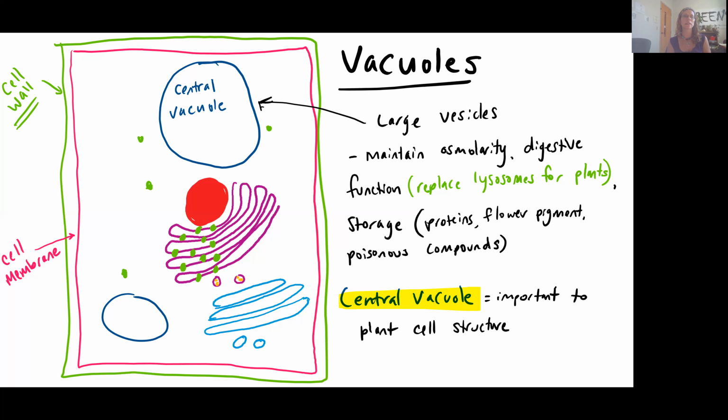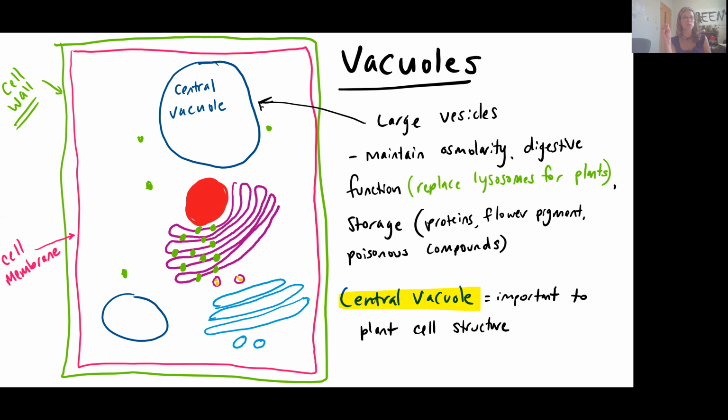So again, we're seeing that that's the role of the vacuole in the plant cell, replacing the lysosome. We can see it used for storage. So this can be used for lots of different types of cells, but examples of storage might be proteins. In plants, we see flower pigment is stored in vacuoles. We also see that plants often store poisonous compounds in vacuoles, which is helping to protect the plant because it's poisonous and it tastes bad, then it's reducing predation.